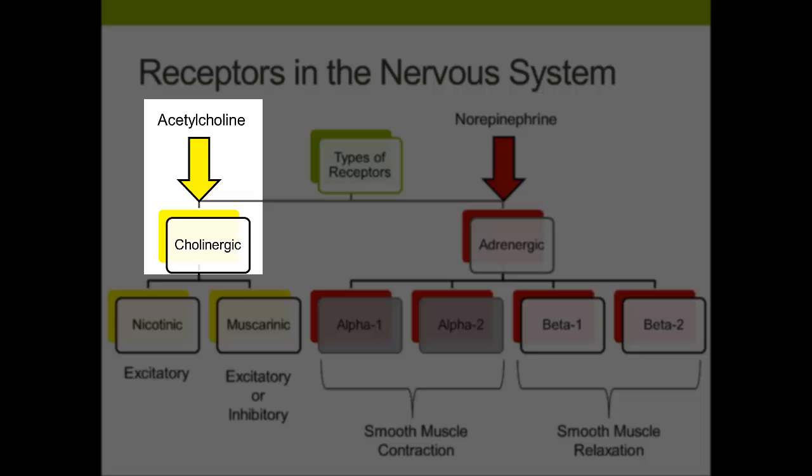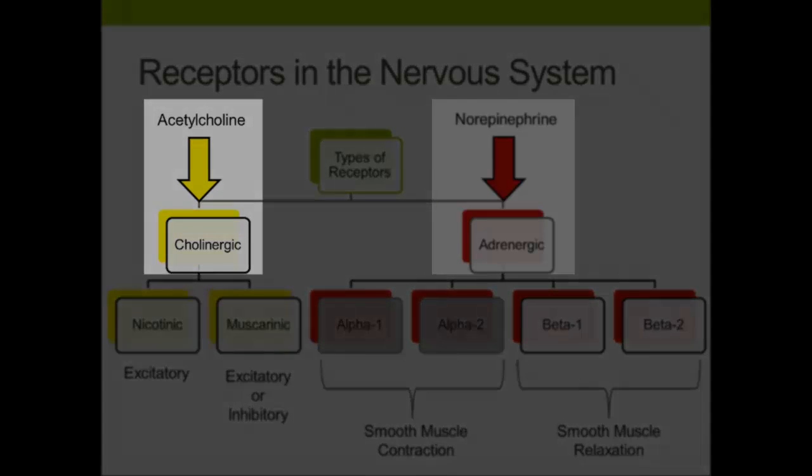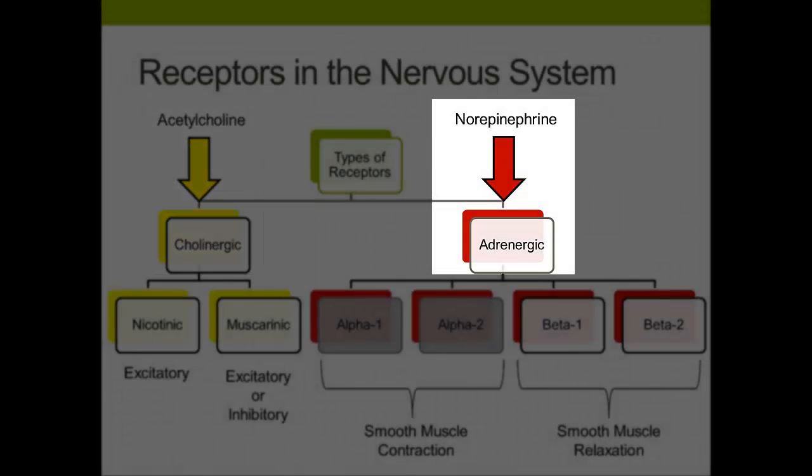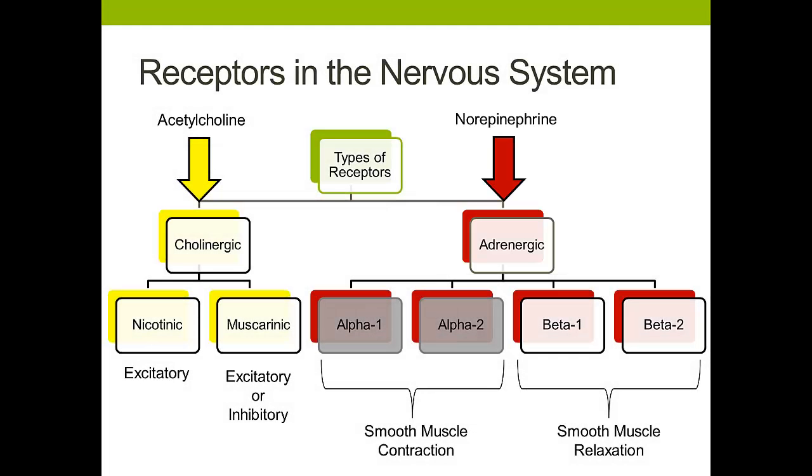Acetylcholine binds to cholinergic receptors, and norepinephrine binds to adrenergic receptors. There are two different types of cholinergic receptors: nicotinic receptors and muscarinic receptors. Nicotinic receptors are usually excitatory, while muscarinic receptors can be either excitatory or inhibitory. In skeletal muscle, we saw that the acetylcholine interacted with nicotinic cholinergic receptors, leading to muscle contraction.